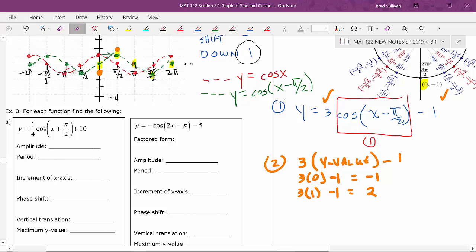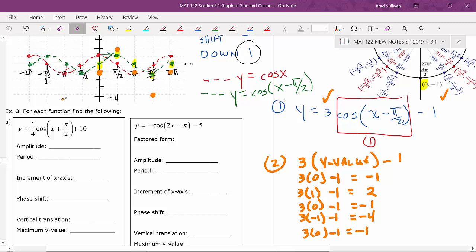The third point has a y value of 0. So 3 times 0 minus 1 is back to negative 1. So the third point moves there. The fourth point has a y value of negative 1, so we do 3 times negative 1 minus 1. That's your minimum of negative 4. So that point moves there. Okay, the last point is back to a y value of 0. We have already done that a couple of times, so that gives negative 1. So that point moves there.